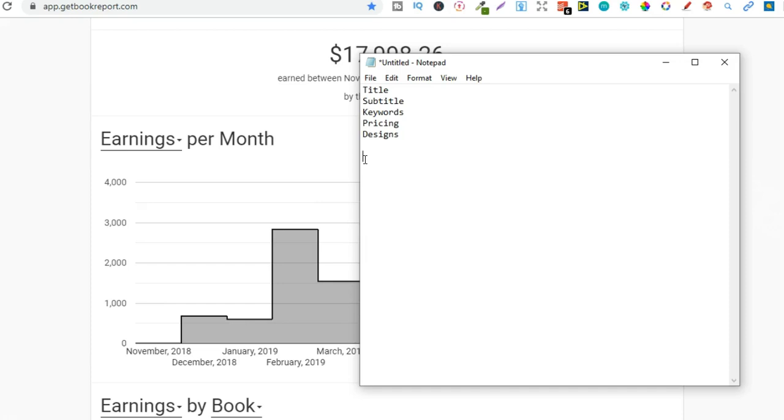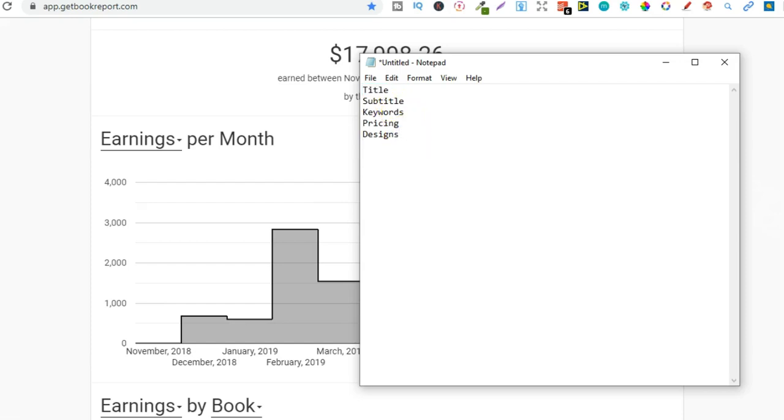Now, the 5th one is also designs. You want to have a visually appealing design because that's what actually sells your book. So you could do your titles great, your subtitles great, and your keywords. But if your book isn't visually appealing and or doesn't pull an emotion out of someone, then again you're going to find it hard to sell those books.